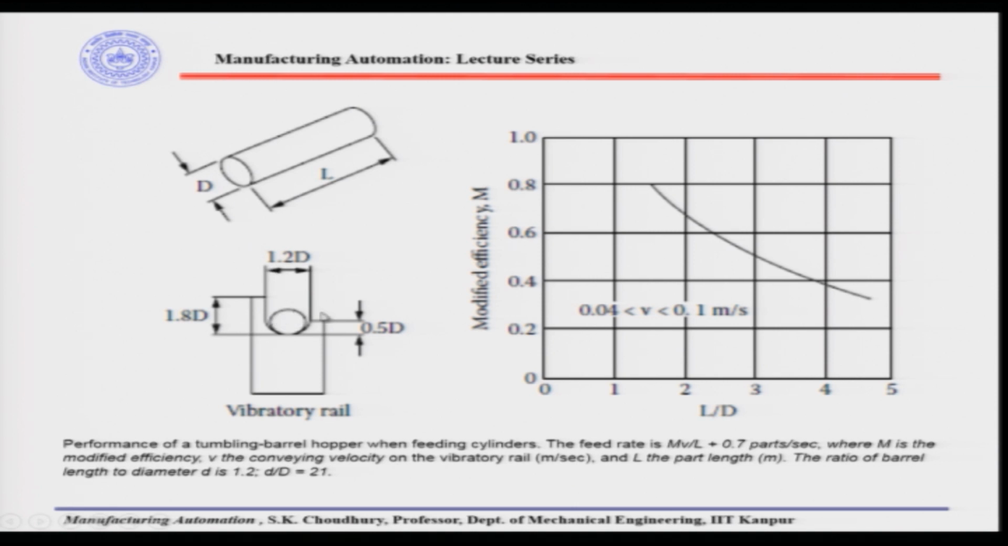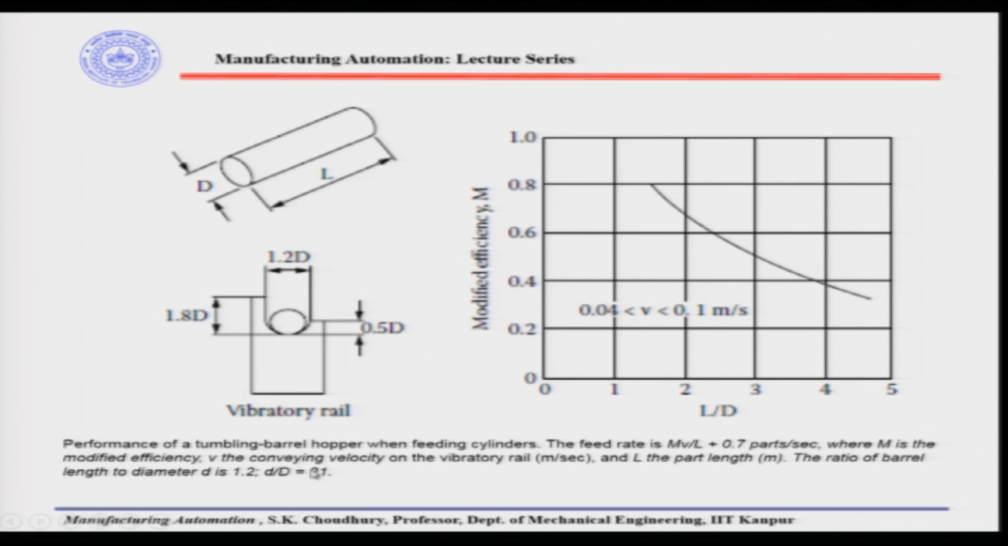Okay. Here is one example of the kind of part that is fed through the vibratory rail, with length and diameter given. So, when you are selecting the vibratory rail, if the diameter of the part is this, so this is the 1.2 dia and this is the 0.5 diameter. So, this is the shape of the vibratory rail, how you can design depending on the part that you have with a certain diameter and with a certain length.